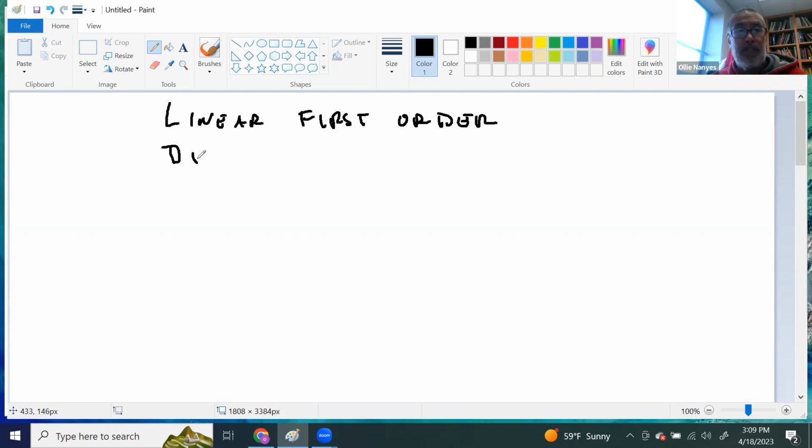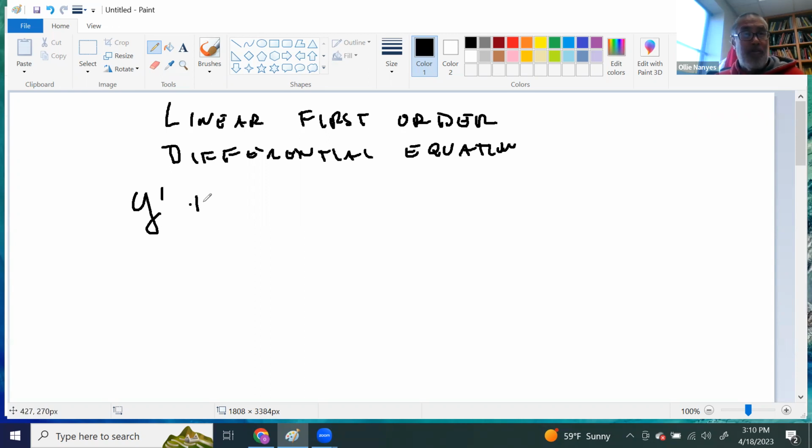which I'll write. Now, I won't go into the reasons for the word linear, but that's something that's commonly discussed in differential equations tests. But for our purposes, it will be things of the following form. You'll have the derivative of a function plus p of x, some function of x, times y equals some function q of x.